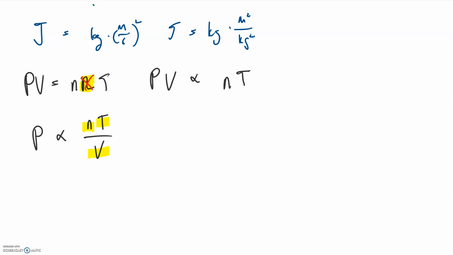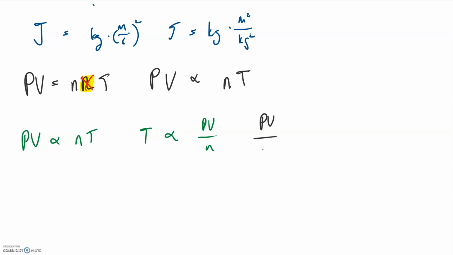So since this is a relationship of temperature, we'll rearrange this equation to find temperature. And so if PV is proportional to nT, that means that T is proportional to PV over n. Well, if we were to plug all of these variables back in, including our constant, which is a proportionality constant, that means that PV over n is equal to RT.